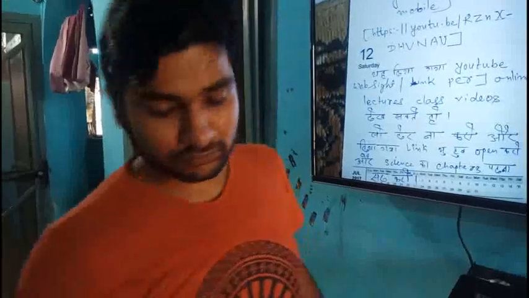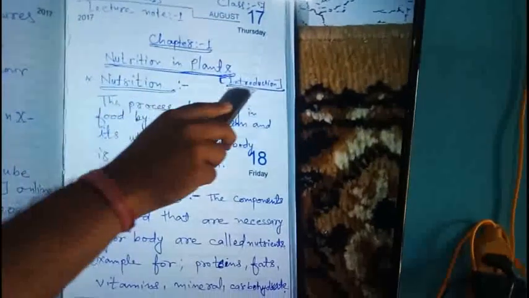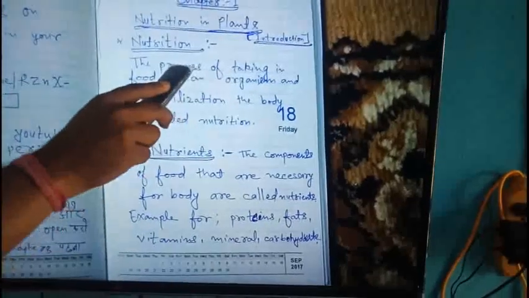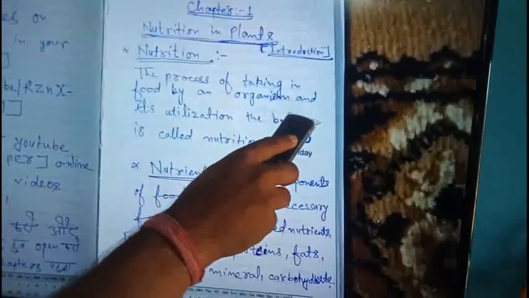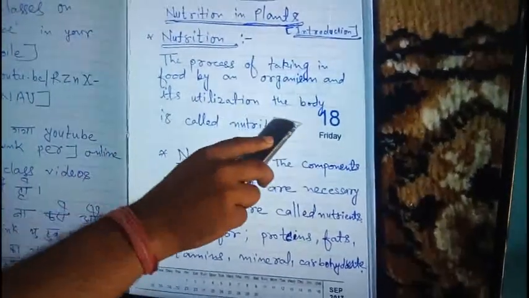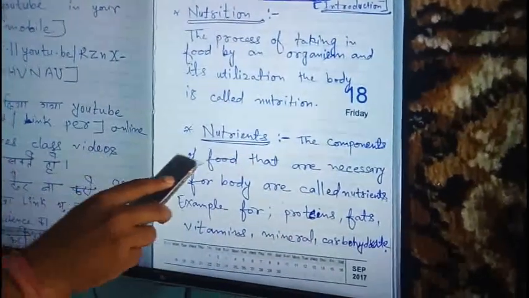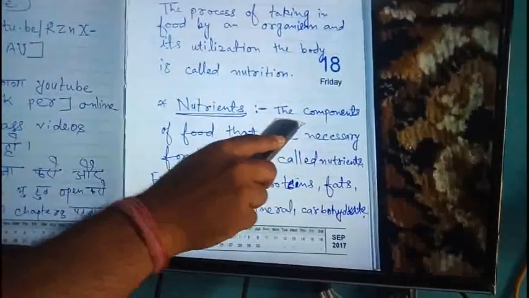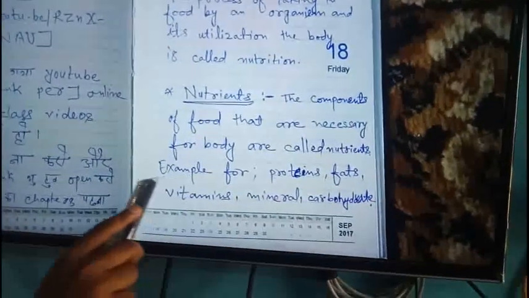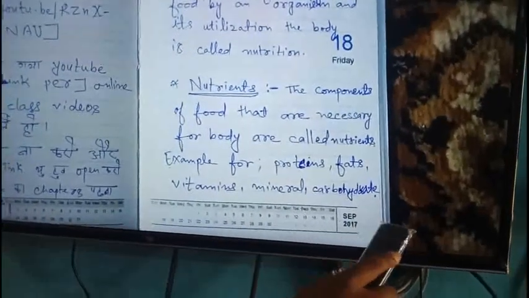Let's continue. The first chapter name is Nutrition in Plants. We go through the introduction. Nutrition means the process of taking food by an organism and its utilization by the body. Let us discuss more about nutrients. The components of food that are necessary for the body are called nutrients. Examples are protein, fats, vitamins, minerals, carbohydrates, etc.